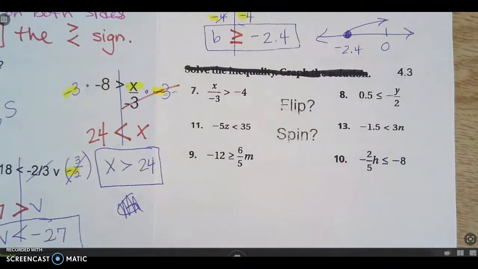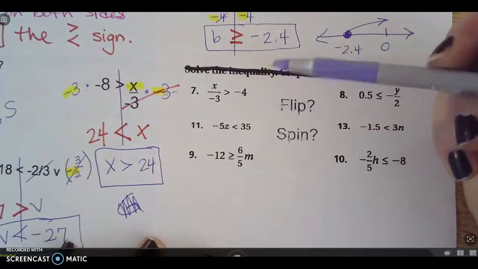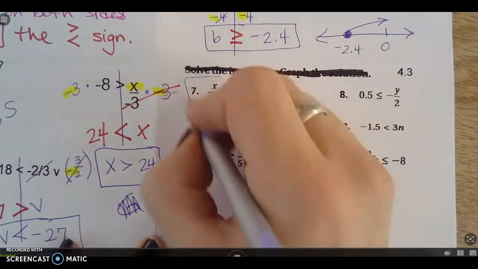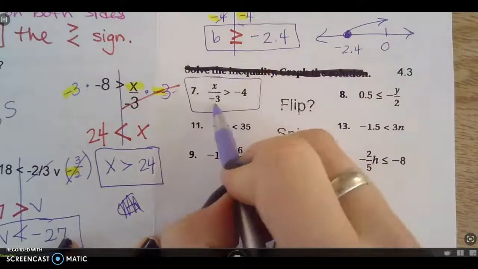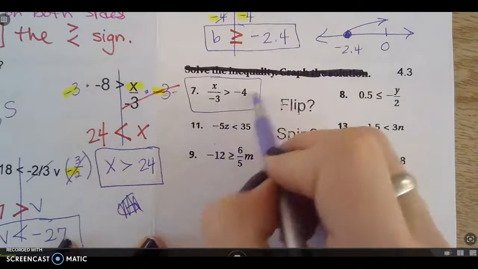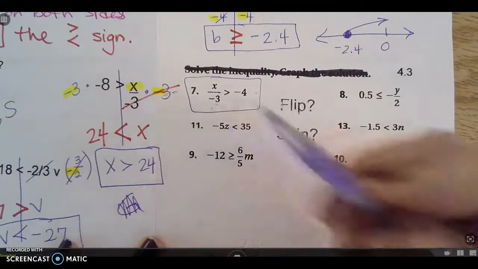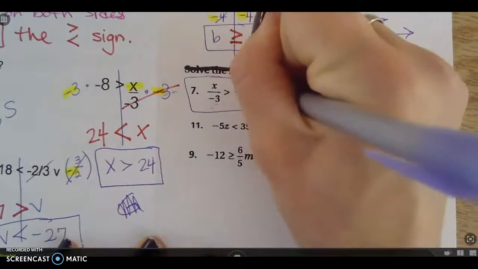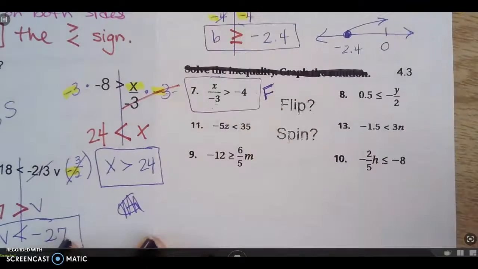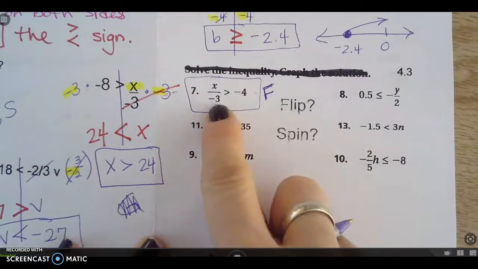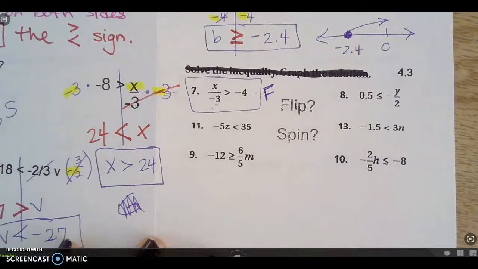Okay, so let me do one as an example. I'm noticing on this first one that I'm going to have to multiply by a negative on both sides to cancel out this negative 3. So right there, that tells me I've got to flip the sign of my answer, because I know I'm going to have multiplication by a negative on both sides.